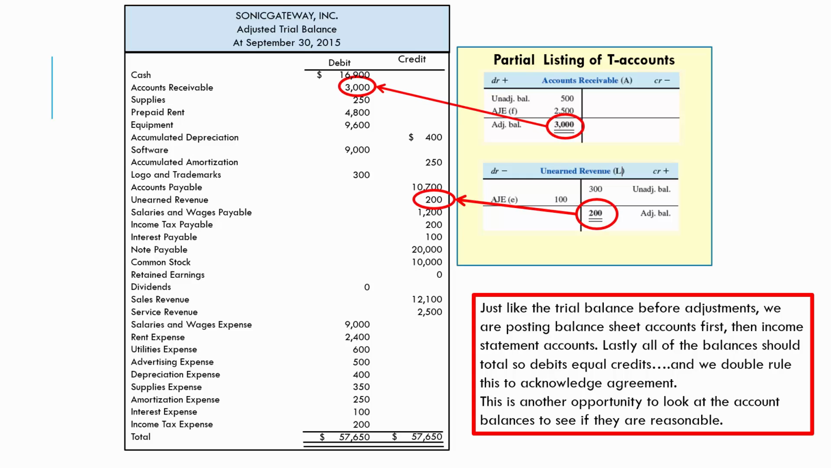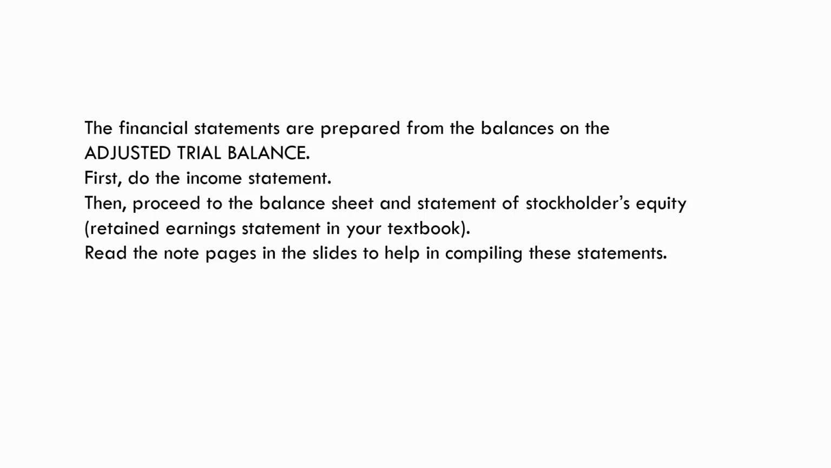After we have the adjusted trial balance done, we can go ahead and work on our financial statements because we've put in all the work we need to put in there in our ledger accounts, up to the time when we do our financial statements. So now we can proceed with those financial statements. Important here, the first one you do is the income statement.